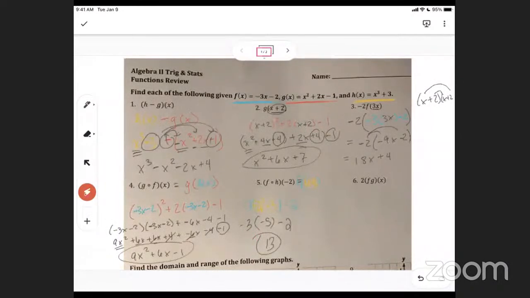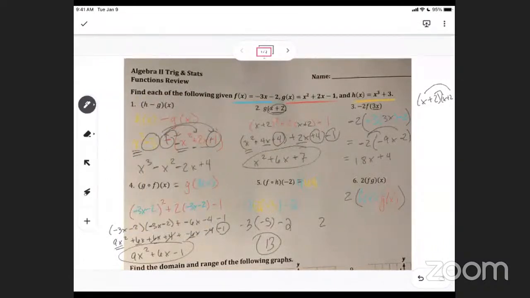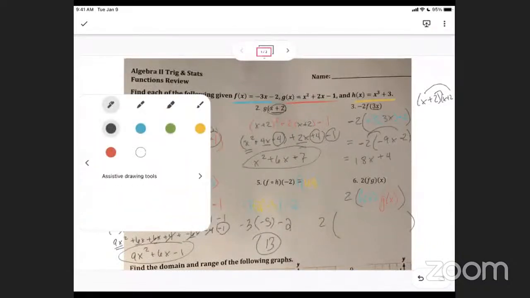So this last one is f times g. It's not function composition, it's just multiplication. So for this one, all you have to do is take 2 times f of x times g of x. Would it be easier to multiply f of x by g of x first and then multiply it by 2? Yes, it would be easier. You could multiply the 2 into the f of x first if you wanted to, but I think what you just said would be easier.